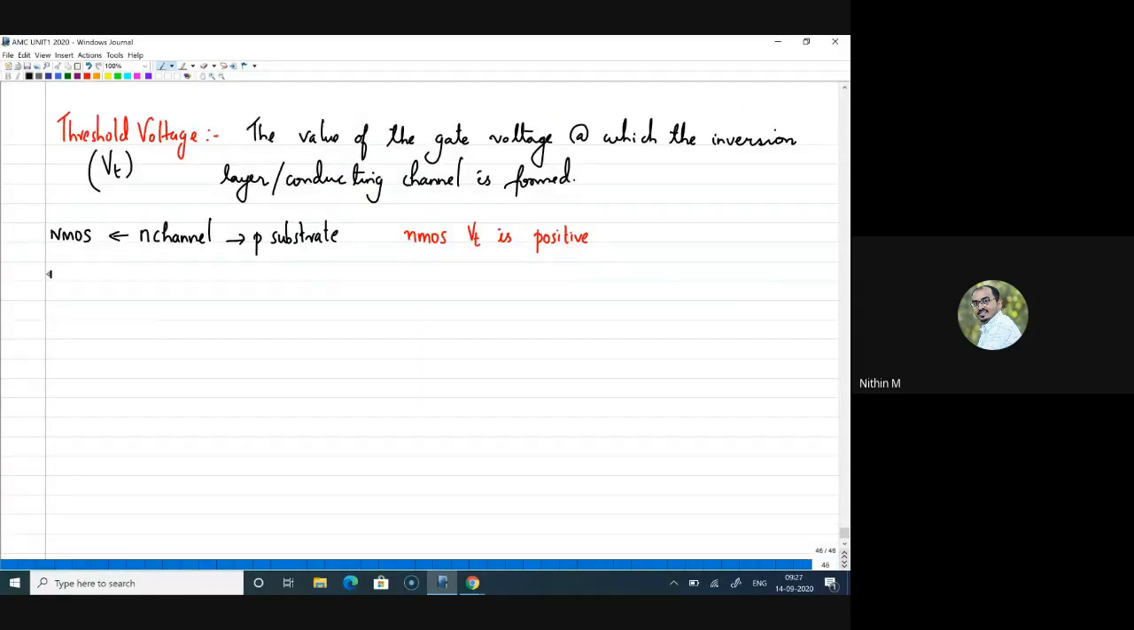So what happens in a P MOSFET? In a P MOSFET, we know that the channel will be P. Now if the channel is P, the substrate is actually N. Right. Now for a P MOSFET, what should be the threshold voltage? Yes, it should be negative. Why should it be negative?